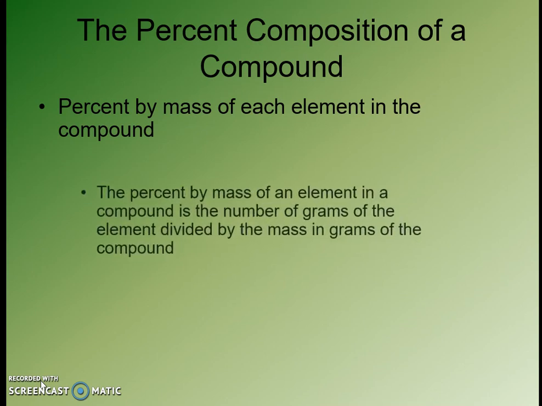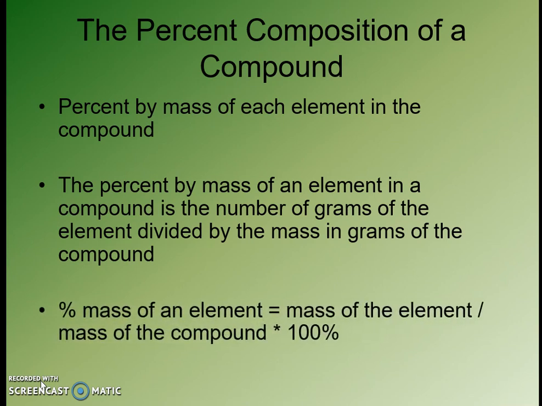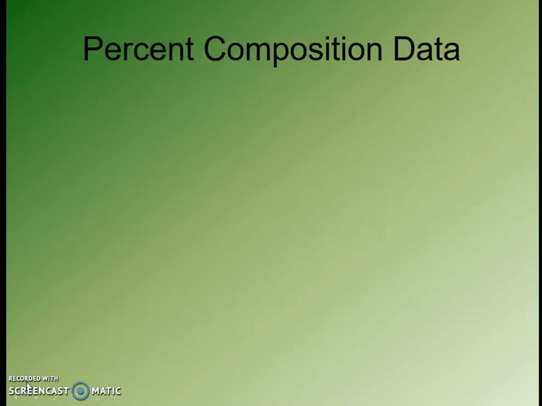So this is simple to do when you have the entire mass of a compound and you also have the mass of each element that makes it up. It's a simple proportion of part over whole. To get the percent mass of any element within it, take the mass of the element that's in that compound, divide by the mass of the entire compound, times 100%. However, oftentimes we don't have that kind of data.